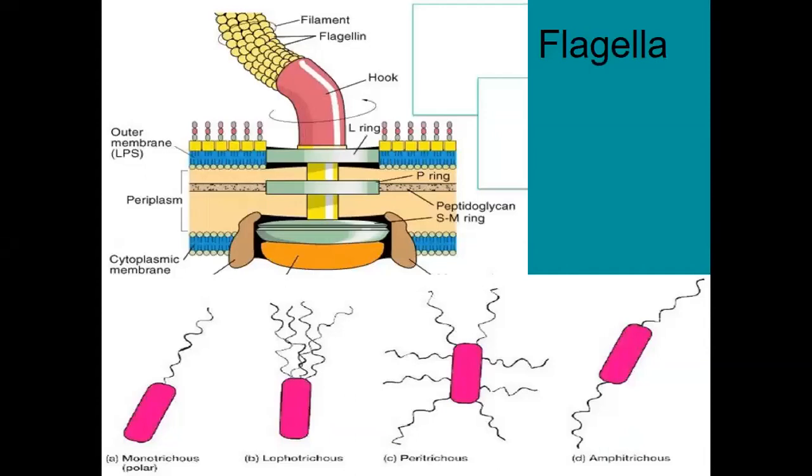Then you have flagella. Based upon the location of the flagella, you have monotrichous, lophotrichous, peritrichous, and amphitrichous flagella. You know that flagella are made up of proteins called flagellin, and the flagella are derived from the outer membrane and inner membrane. Most of the bacteria which are motile are gram-negative, and that's how the flagella arise from the inner membrane.